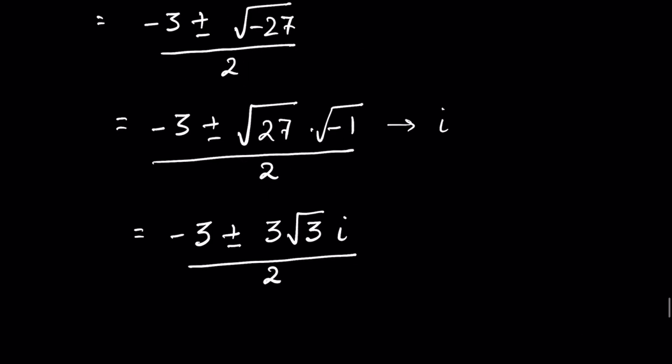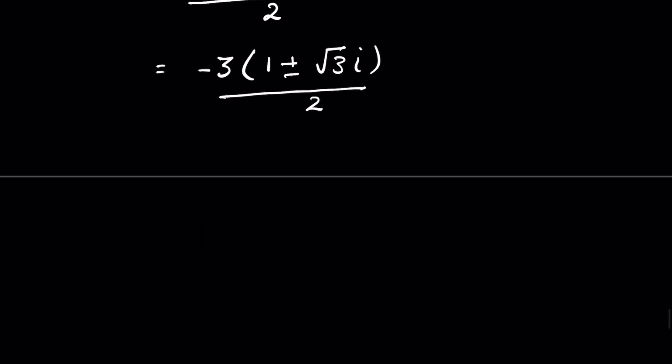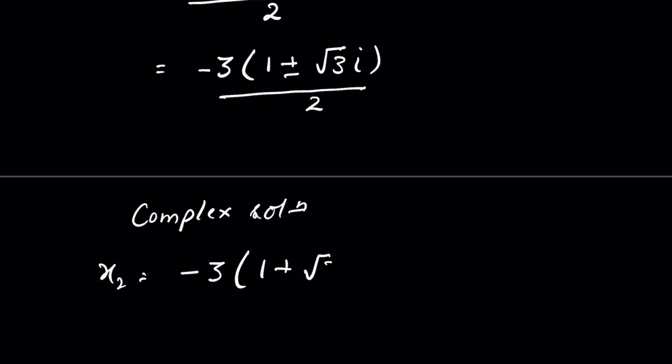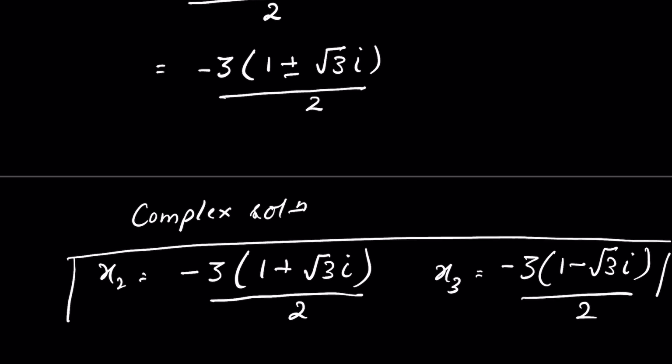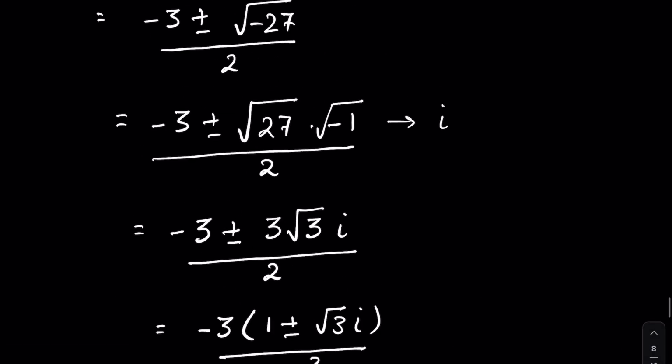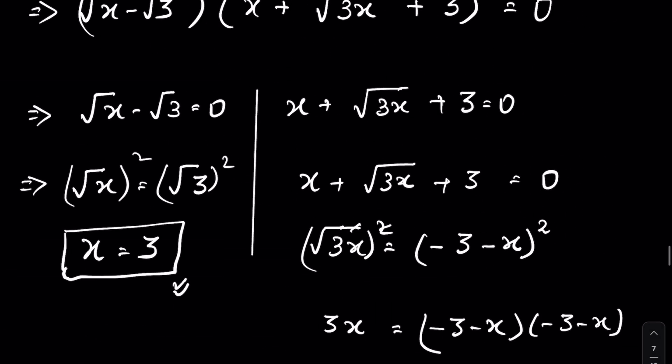We can take minus 3 common here and write minus 3 times 1 plus minus square root of 3 i upon 2. So now the 2 complex solutions for x are minus 3 times 1 plus square root of 3 i upon 2, and when x is minus 3 times 1 minus square root of 3 i upon 2. So these are 2 complex solutions, but the only real solution for x is x equals 3.